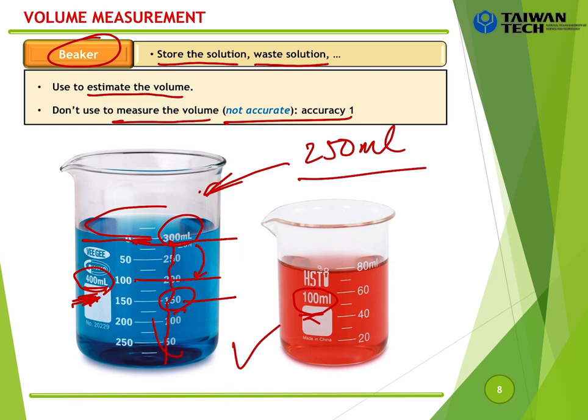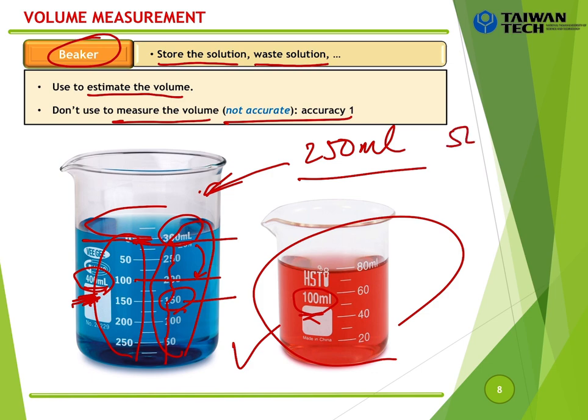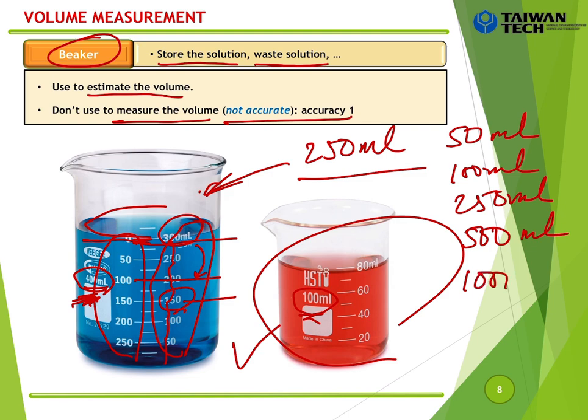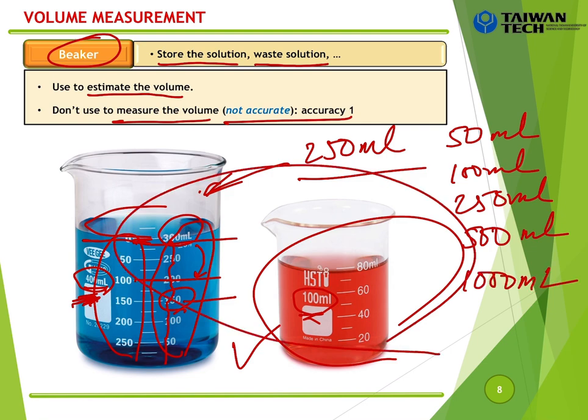So that's the reason why they have the level here and they also have another level here, okay? And similarly, this one is just smaller. In the lab, we may have many kinds of beakers, maybe 50 milliliter, 100 milliliter, 250, and we may have 500 milliliter, or maybe even 1000 milliliter, okay? And remember, a beaker is not for measuring the volume in your experiment. It is only used to store the solution, the liquid, and the waste solution, okay?